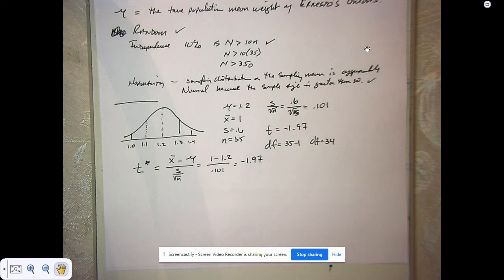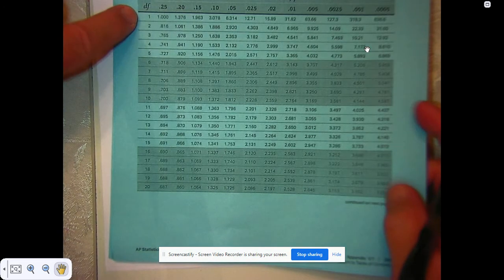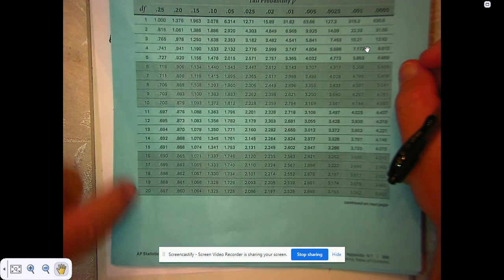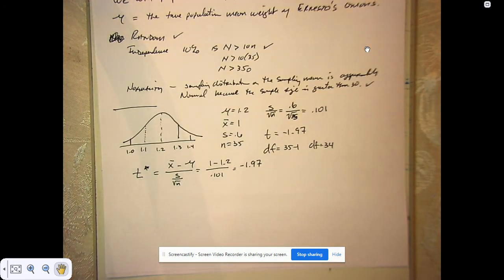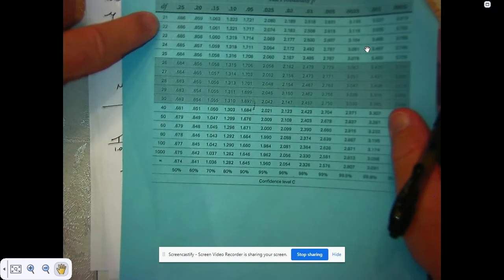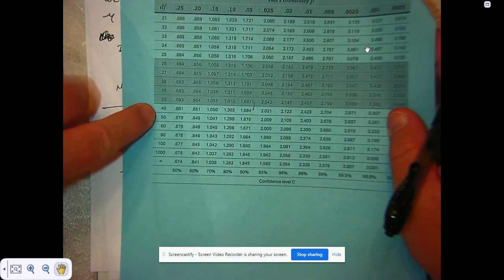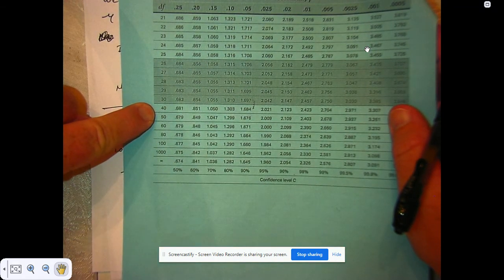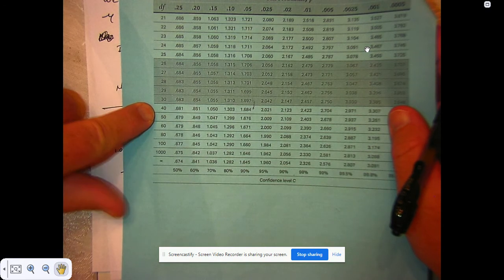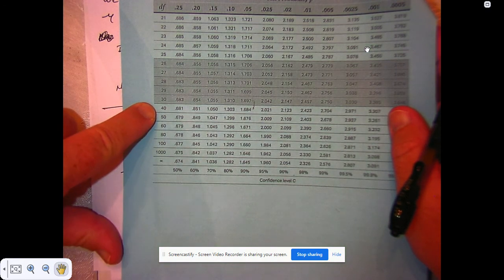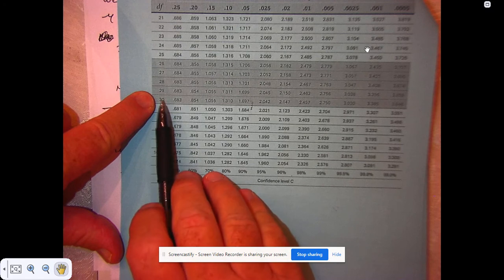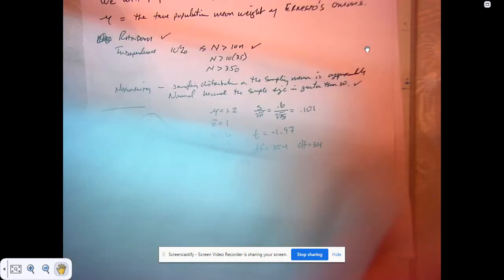Make sure you're looking at the t-distribution. It's table B. And the degrees of freedom goes all the way down to 20. You flip the page, and now it goes all the way to 30, but then it skips to 40. So 34 is kind of halfway in between there. We use the most conservative value, so we're going to use the 30. Okay?